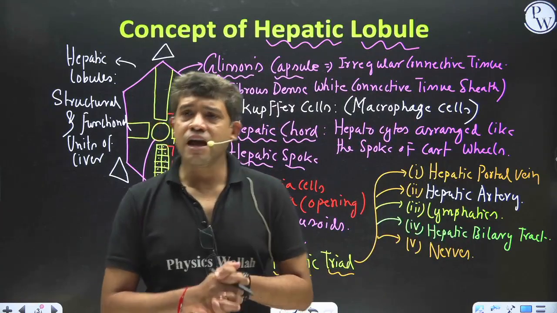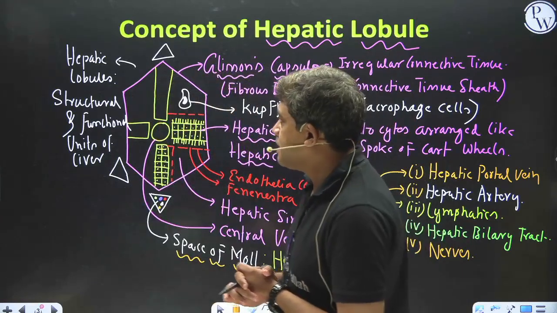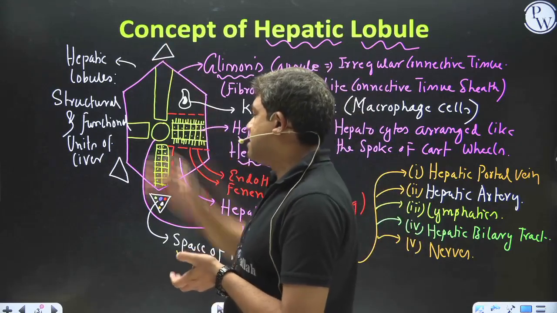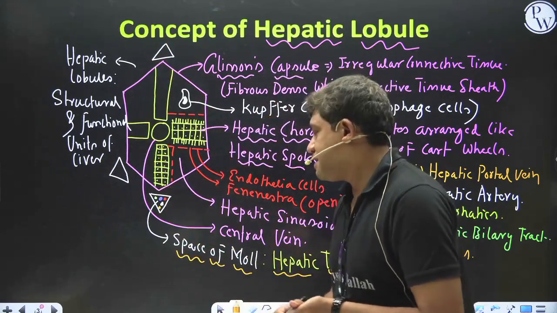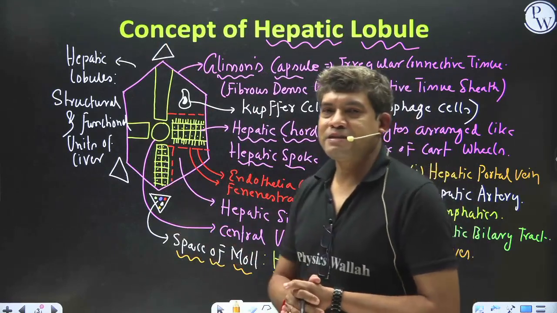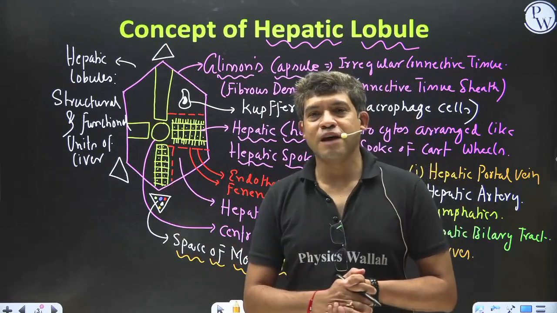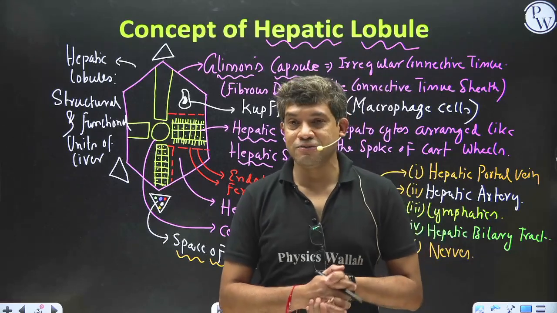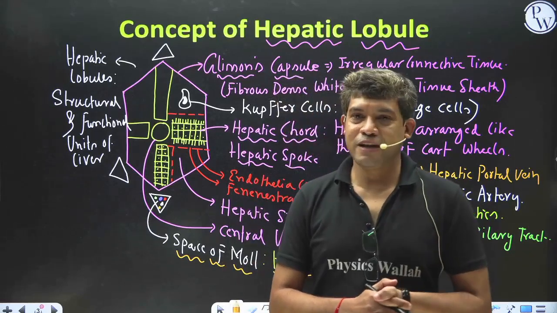Understand? And that is why at every corner of a hepatic lobule there is a triangular shaped area. This space is termed the space of Mall, composed of, as I have already told you, the hepatic portal vein, hepatic biliary tract, hepatic arteries, and some nerves as well as the lymphatics.